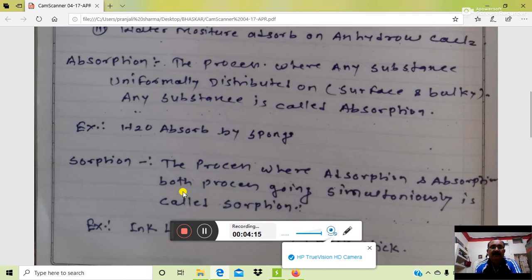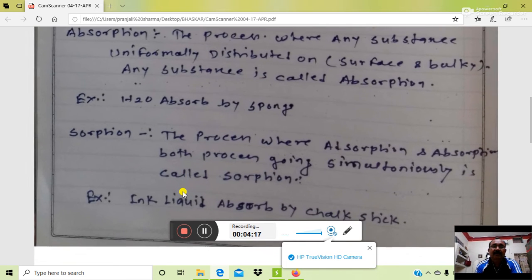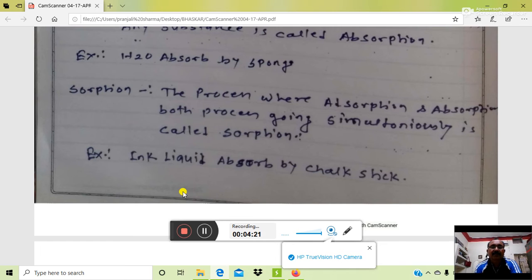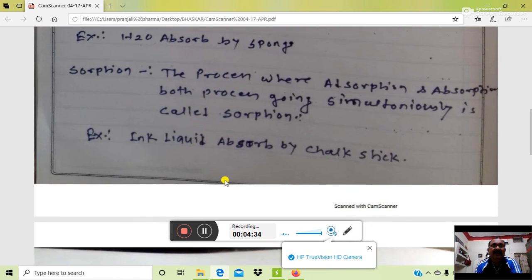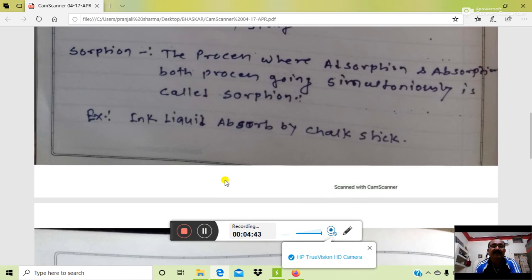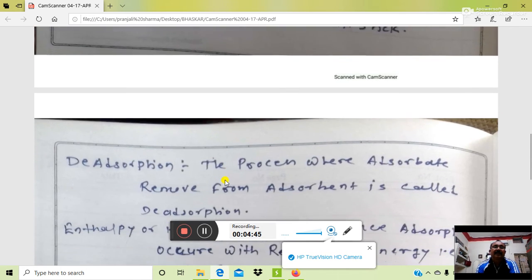Just like, if you take chalk and dip it in liquid ink, you feel the blue color forms an outer layer, but the liquid also goes into the bulk part of the chalk. So that is a process of sorption, where the outer layer as well as the inner layer are both formed. That means adsorption and absorption both take place simultaneously. That is called sorption.